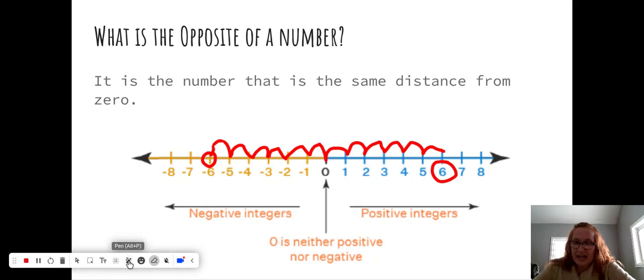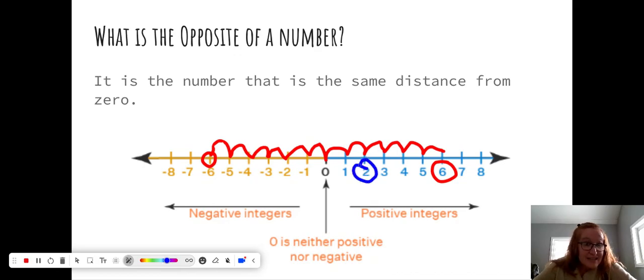So let's look at another one here. Let me change my colors here. Let's look at +2. What is the opposite of +2? Well, it's 2 away from 0. It would be -2. What's the opposite of -2? It would be +2. So they are the opposite on the number line there. Awesome.